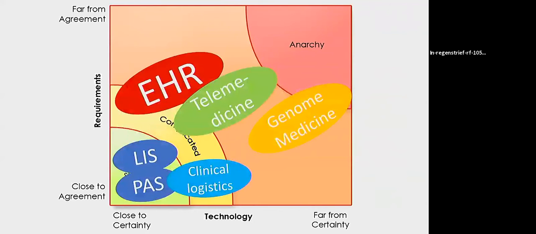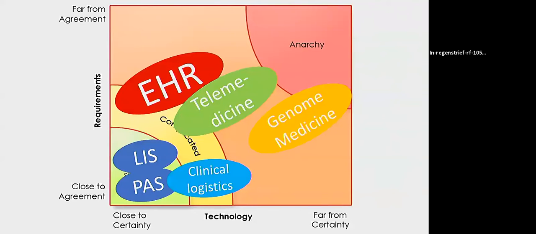But if we apply it to all the systems that I showed you before, there are some parts of healthcare technology that are quite simple. I won't say they are completely simple, but laboratory information systems and patient administrative systems are quite simple in the way that they are built up. It's fairly stable information they are treating and so on. It's different to the EHR and telemedicine, and I just put genome medicine in there, which is closer to anarchy. But it also means that we have to use different methods to study and to design these kinds of systems.